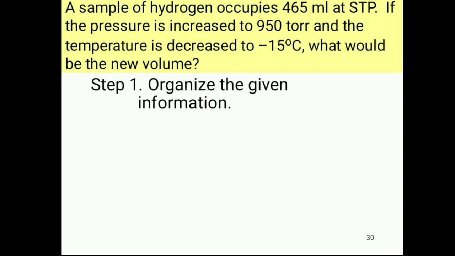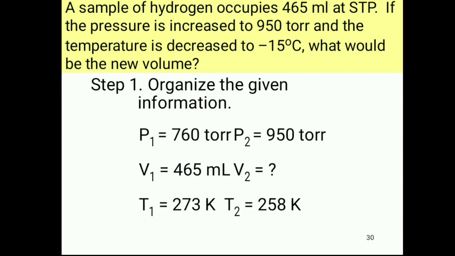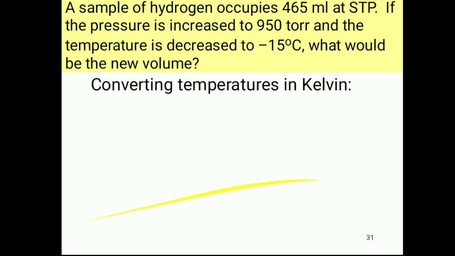A sample of hydrogen gas occupies 465 mL at STP. If pressure is increased to 950 torr and the temperature is decreased to negative 15 degrees Celsius, what would be the new volume? We have the following given. The initial pressure is 760 torr, and the final is 950 torr, so there's an increase in pressure. Volume is 465 mL initially, and we are looking for the new volume. The initial temperature is 273 Kelvin, and the final is 258 Kelvin. There is a decrease in temperature while an increase in pressure. So what should happen with the volume?